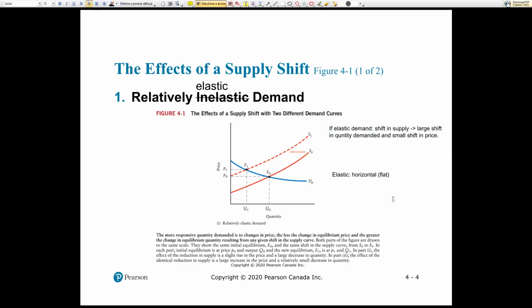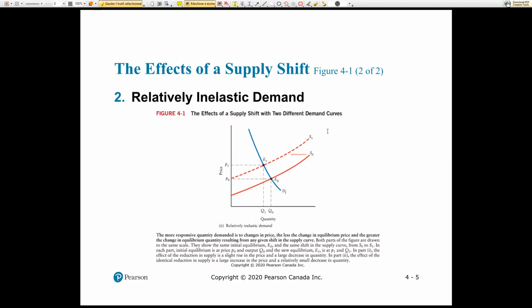All right, and then the reverse here. So if inelastic demand, then shifted supply would create a small shift in quantity demanded and a large shift in price. So you see here the demand looks more vertical or steeper.